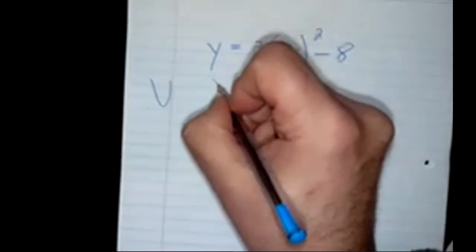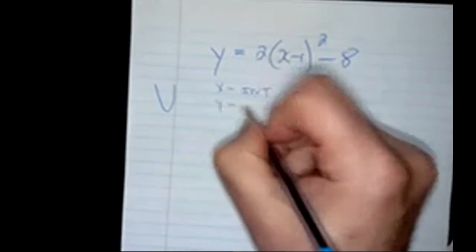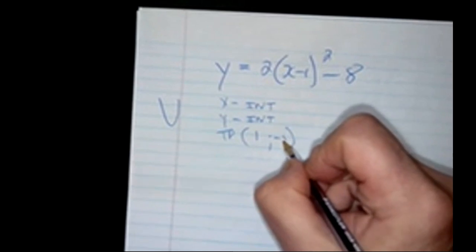So we need to get the x-intercepts. We have to get the y-intercept. And we have to get the turning point. Now, the turning point we can do first, because it's so easy. What must I put in there to make this go away? 1. And if all of this falls away, what survives? Minus 8. So I have a parabola that has a minimum value that smiles, and the turning point is 1 and minus 8.